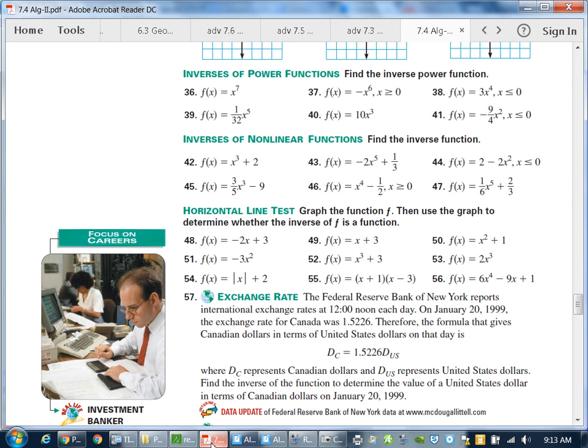So if you inverse it, you're going to pass that horizontal line test. Okay? That's what I was looking at there.